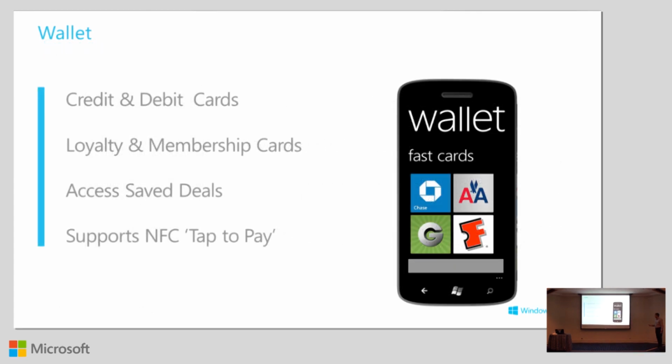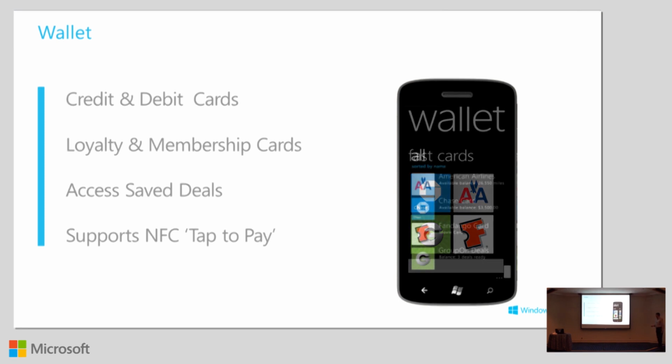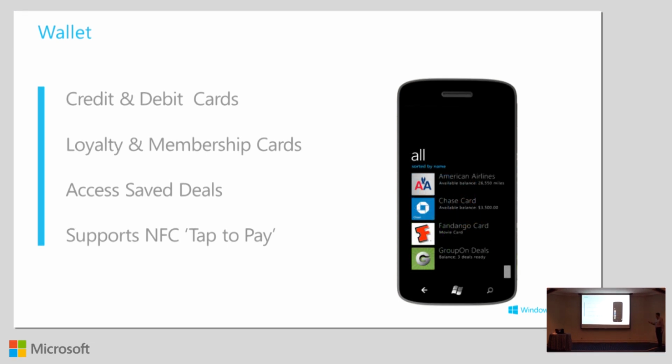Then we have something called the wallet. The wallet allows you to electronically store your payment information, your coupons, your credit card information, and make transactions using NFC or tap to pay. So for example, over here we have applications like American Airlines and the Chase card, and these applications understand the wallet, and you can integrate that into your application.